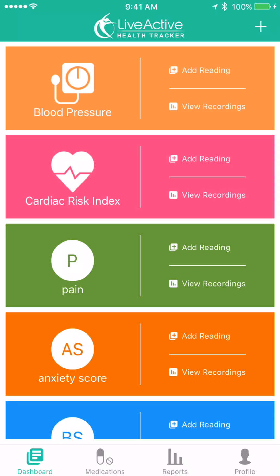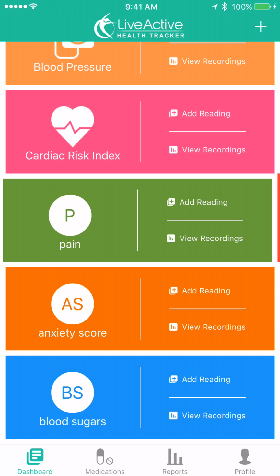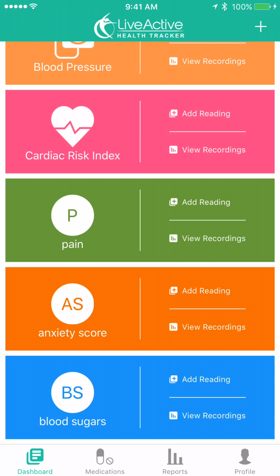So here, this is the main dashboard that you see. The blood pressure and cardiac risk index are fixed categories that every user gets when they download the mobile application. I've added the pain and anxiety score and blood sugars here for your review. These are added categories just to show that you can customize this dashboard to any health issue that you really want to track. Remember that the health tracker allows you to track multiple health issues all at the same time and see if one health issue is affecting the other.